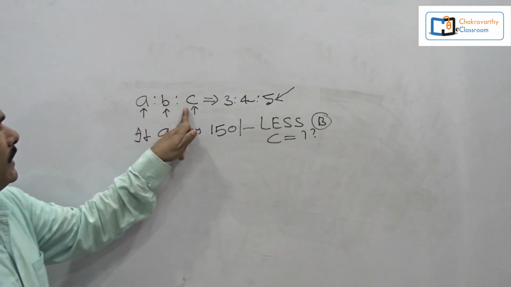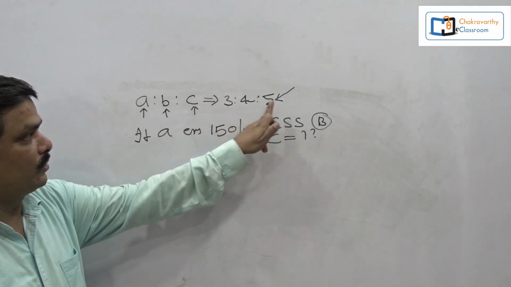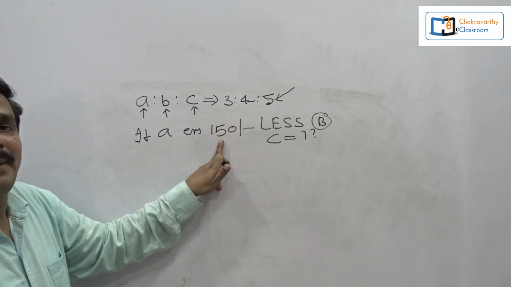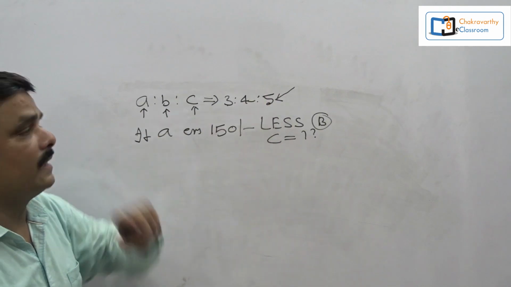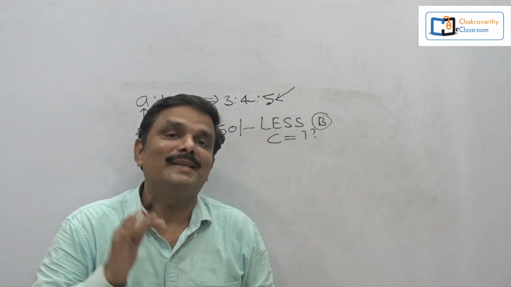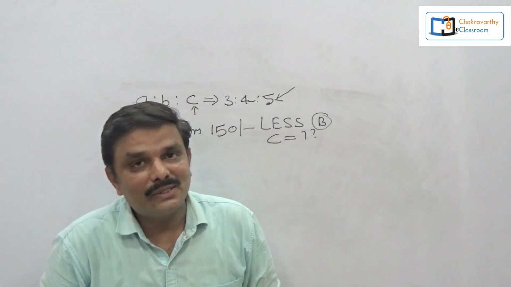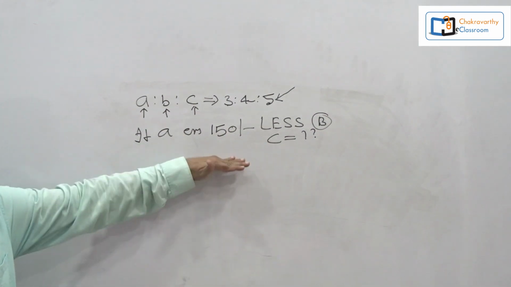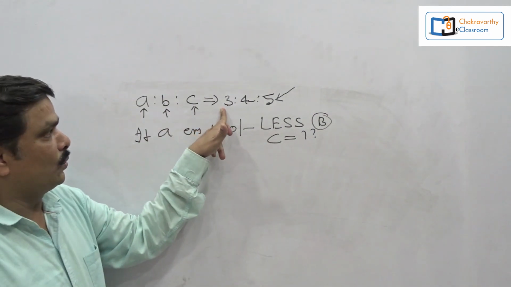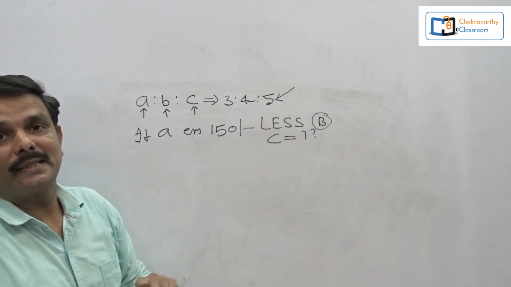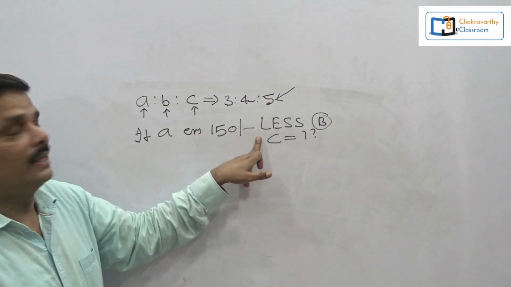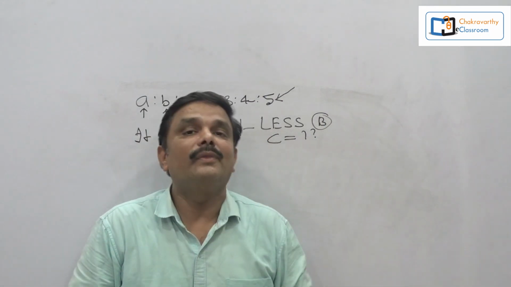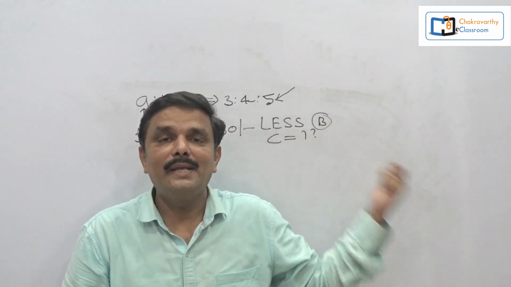If ABC's income ratio is 3:4:5 and A earns 150 rupees less than B, then what is the share of C in the total income? If they ask in this way, how to go for this question? See students, if you go by algebra, it takes 5 to 6 steps. First you have to take the income ratio as 3x, 4x, 5x. Then you go with this condition: A's, B's difference is 150. Then you need to find out the value of x. Then find out the total, or directly you can go for C's share.